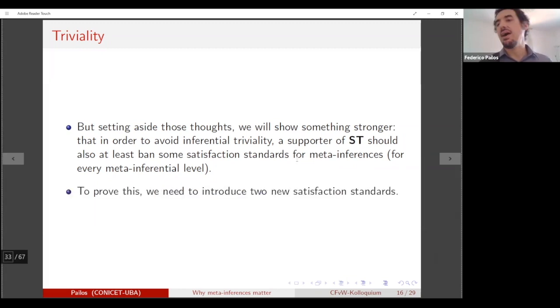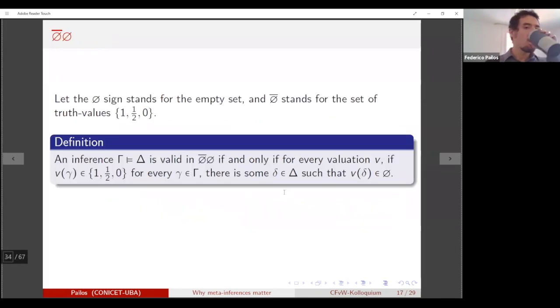This can be shown in many ways. The way that I will show it is in a particularly strong way. I will be introducing two satisfaction standards that make it possible to define a trivial metainferential standard. And the two standards are the following. Let that sign stand for the empty set, and that sign with a line on top stand for the set of every true value in a three-value setting.